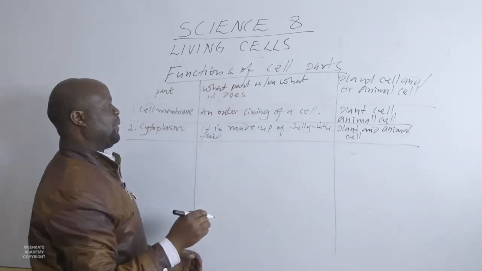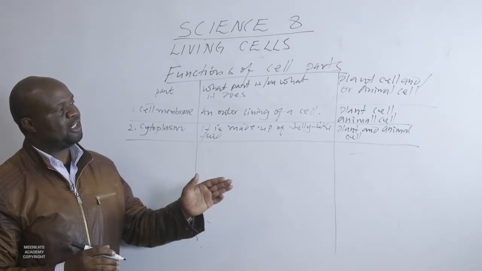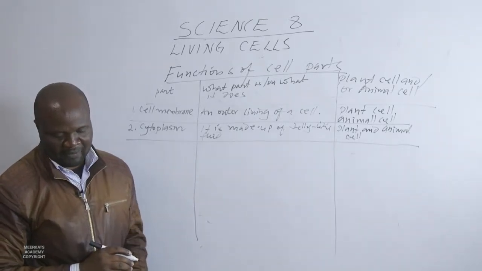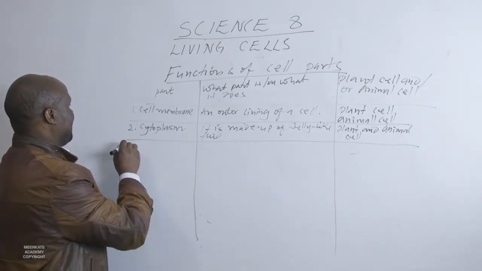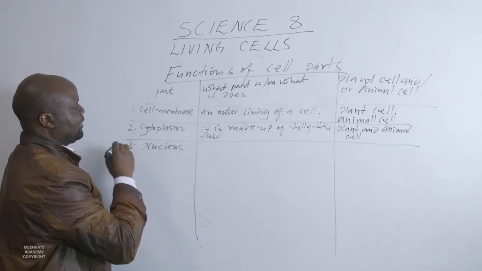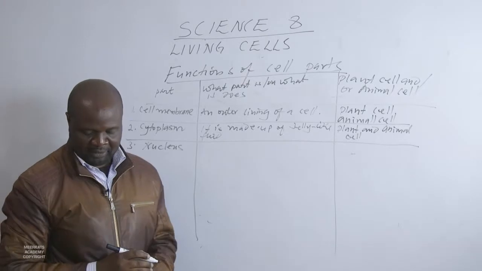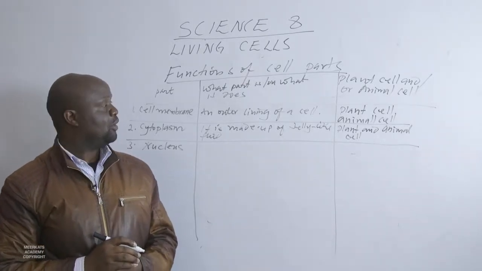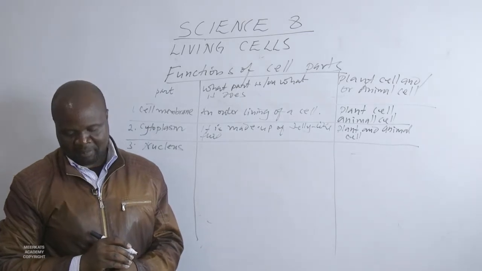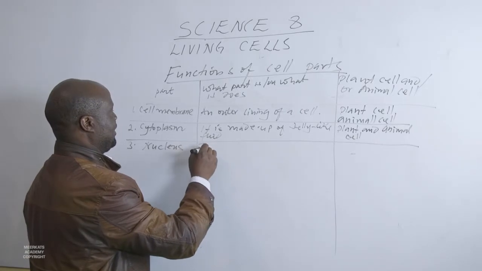So we are saying cytoplasm is made up of jelly-like fluid and so forth, and it's present within the plant and animal cell. So it is present in both. Then we can go to that structure, and that structure is called the nucleus. Then we are told that the nucleus serves as the command center of a cell.